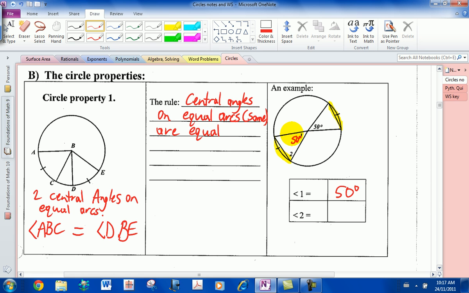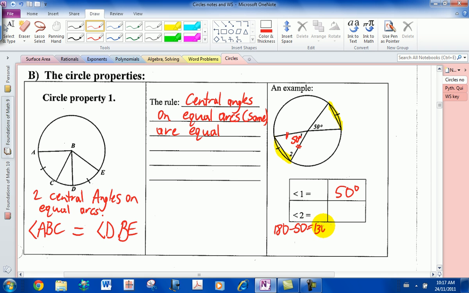What kind of triangle is that? Isosceles. Mark them as equal, please. Always mark your radius as equal. Now you can find angle 2 using your isosceles triangle rule. How do we do that again? What's the isosceles triangle rule, Inder? Okay, so 180 minus 50.